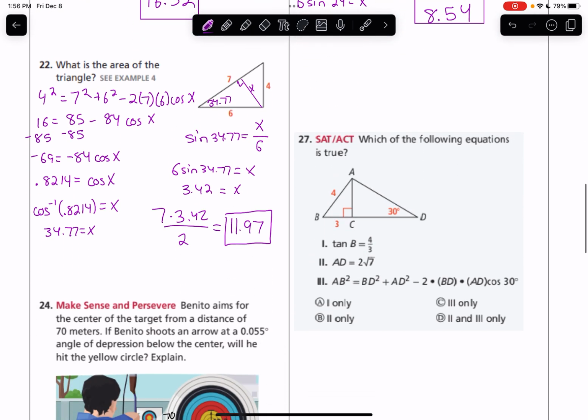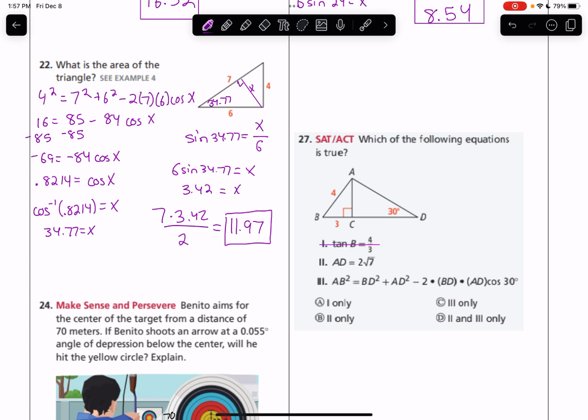Number 27, which of the following equations is true? So we've got a whole lot of stuff going on here. We're going to have to think through these things. Statement number 1 says tangent B equals 4/3. If I'm standing on angle B, tangent is opposite over adjacent, which is something we don't know, over 3. So 1, that's not true.